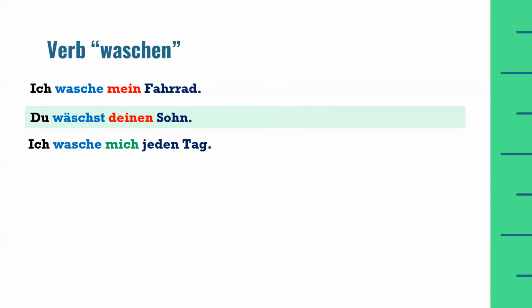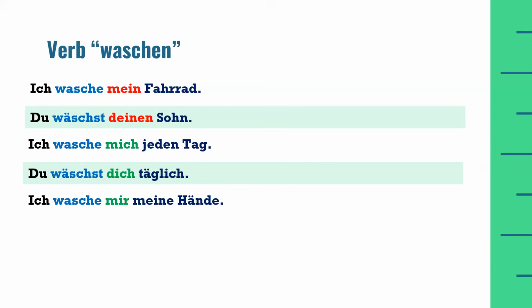Now, if I want to use this waschen verb in a reflexive form, then I have to use it in a context where it makes sense for the waschen verb to be used in accusative form. Ich wasche mich jeden Tag. I wash, I am talking about myself. Therefore, I am using the accusative personal pronoun for the reflexive verb waschen, because here it is used as a reflexive verb. Let's take another example: du wäschst dich täglich.